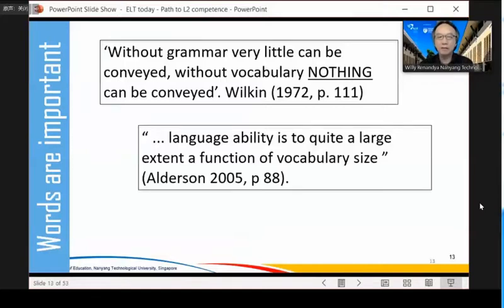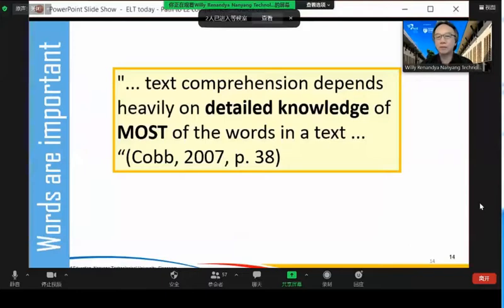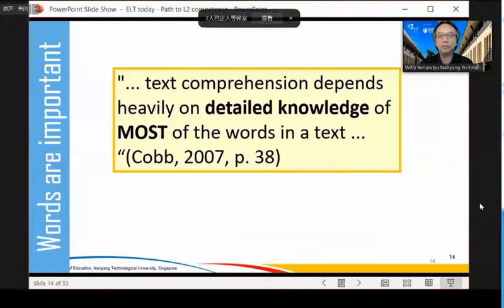And more recently, Alderson also mentioned the importance of vocabulary. In fact, if you look at one's ability to use the language fluently and accurately, research tells us that language ability is, to a large extent, a function of vocabulary size. So the more words you know, the more able you will be in terms of using language for speaking, reading, writing, and listening. Again, from research, we know this, the importance of knowing words. After years of research, one vocabulary researcher has this to say: text comprehension depends heavily on detailed knowledge of most of the words in the text.